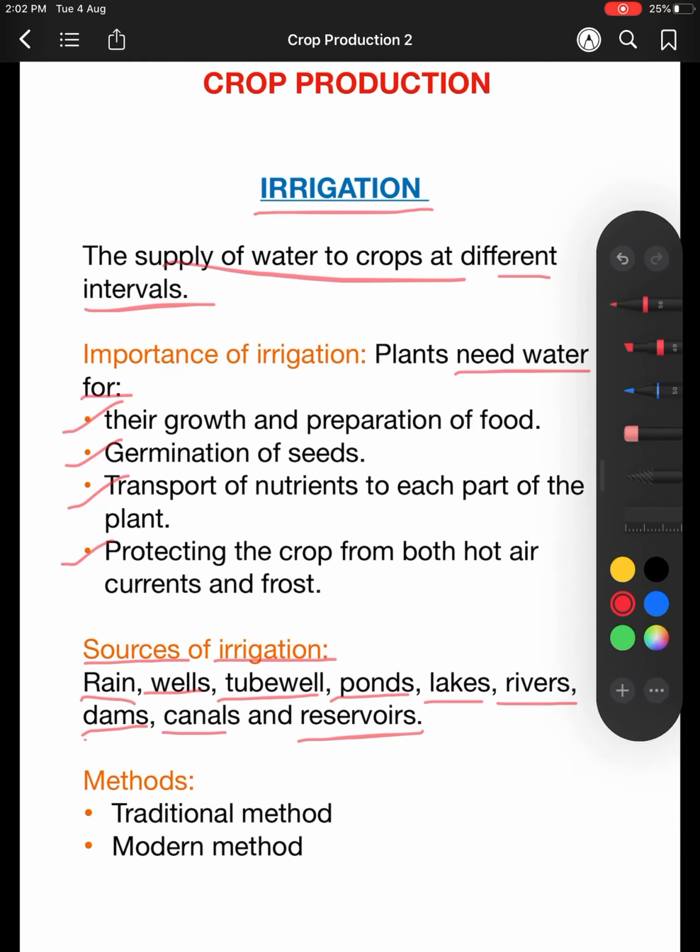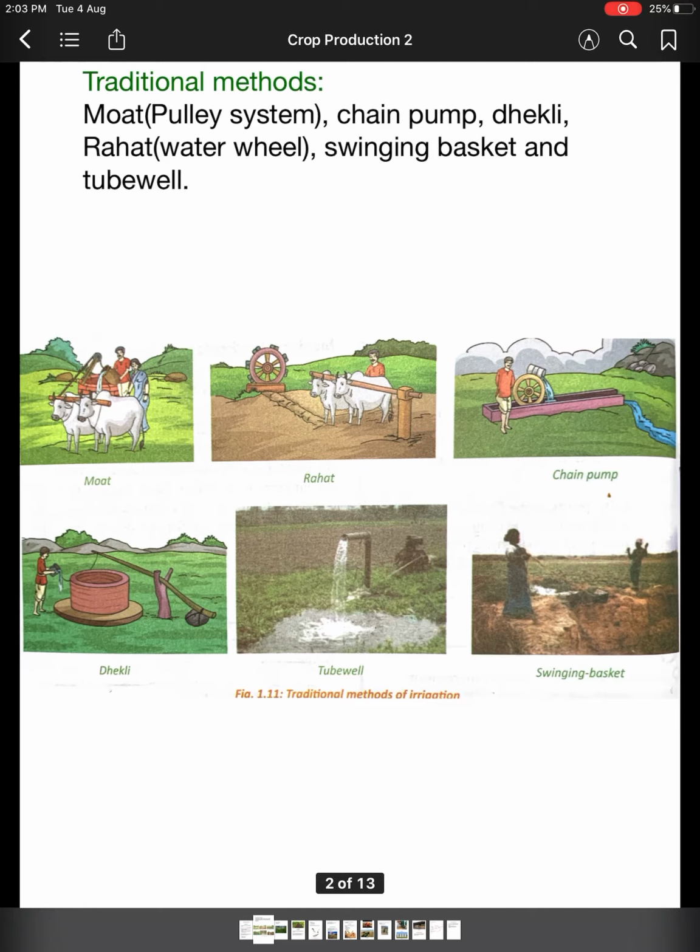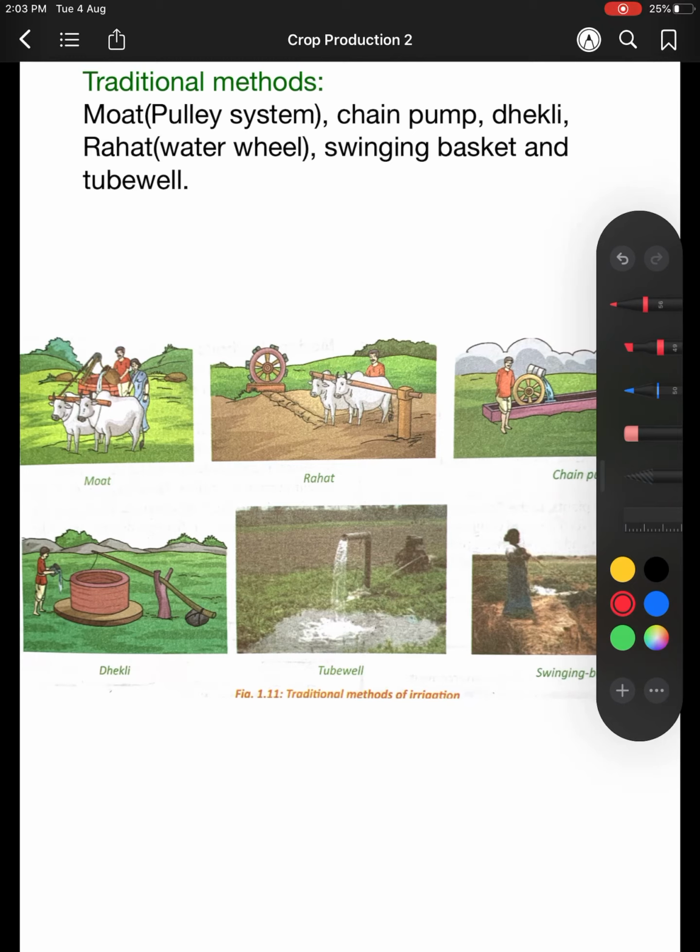Now comes, what are the methods of irrigation? The water available in a source is delivered to the crop by using various methods. These methods are categorized into traditional methods and modern methods of irrigation. Let's start with traditional methods. In traditional methods, water is lifted up by different methods from the well, tubewell or any other source of water to deliver to the fields.